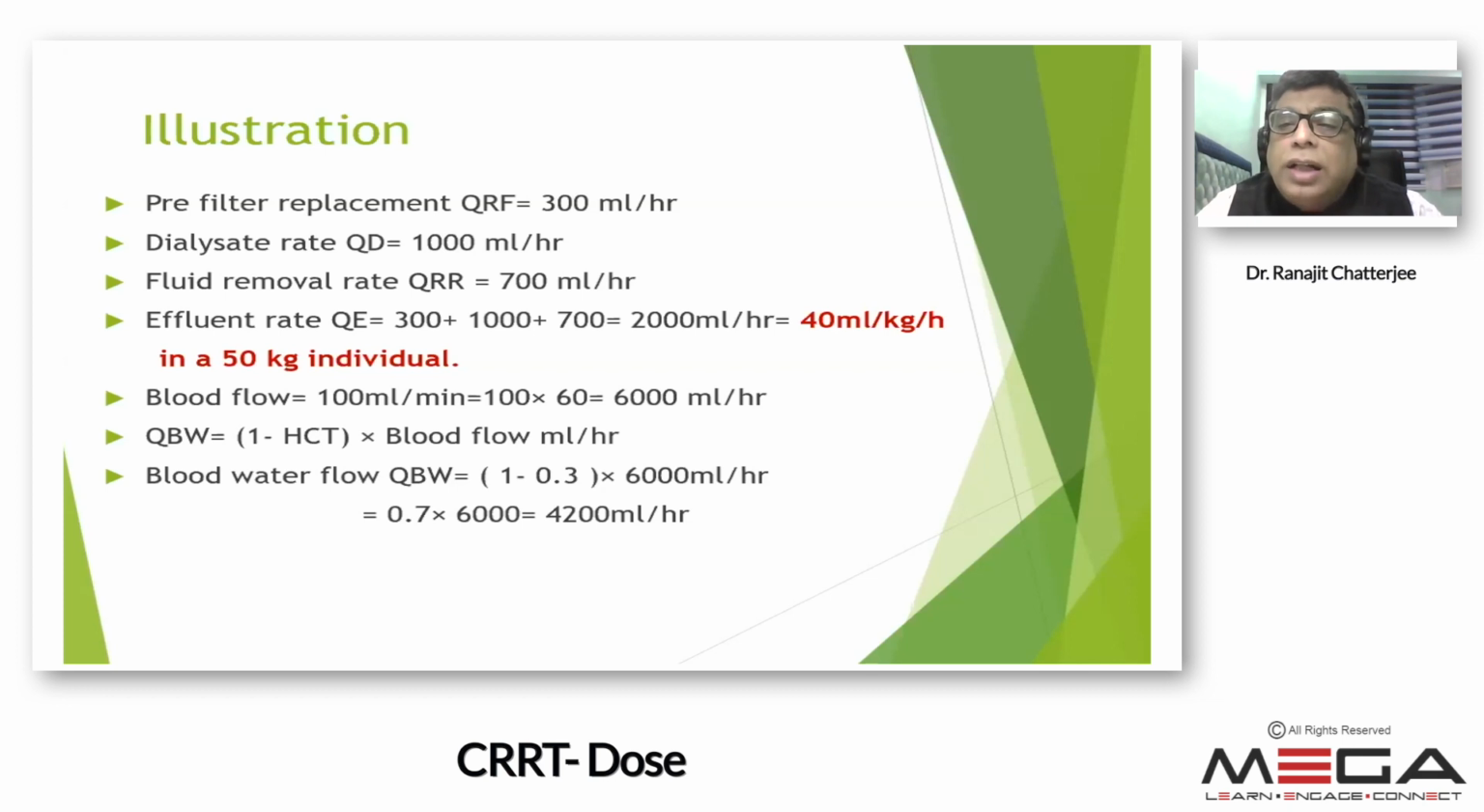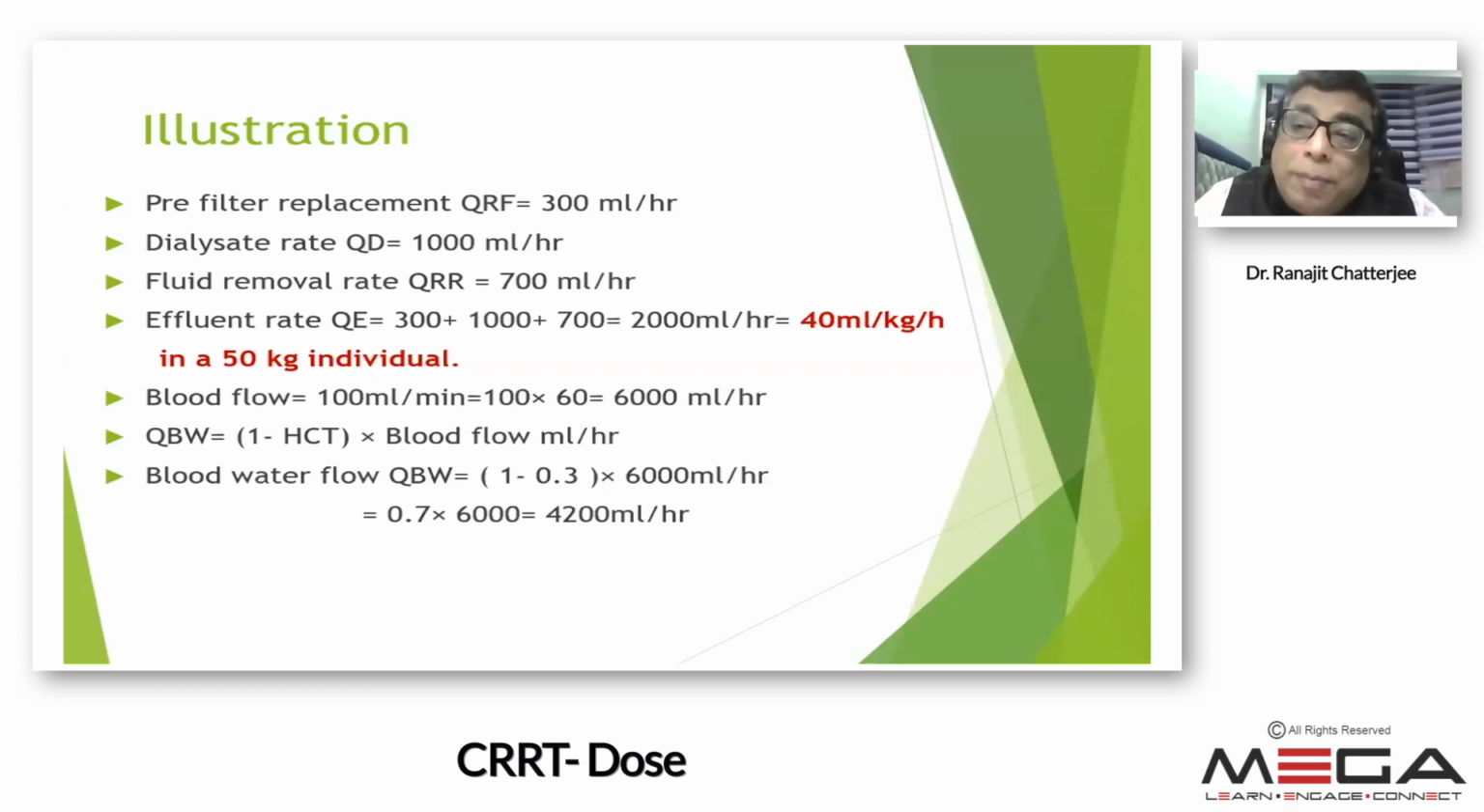That is 40 ml per kg per hour in a 50 kg individual. This is basically the dose. Now what is the blood flow here? Suppose you have set 100 ml per minute. So that is 6000 ml per hour, 100 into 60.